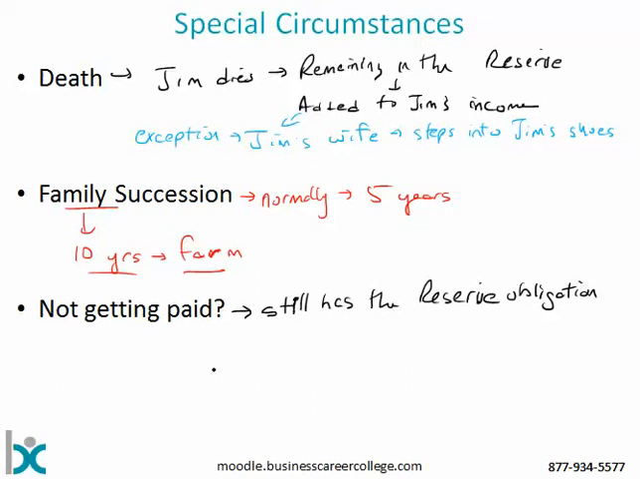I hope this has helped, and I hope that you do understand the concept of the reserve and when you might use a reserve in some real-life planning scenarios.